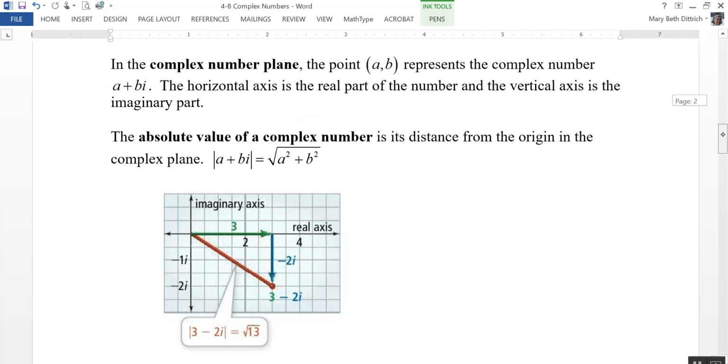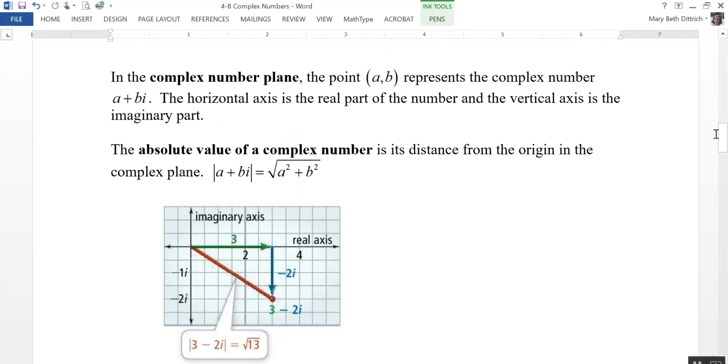In the complex number plane, the point (a, b) represents the complex number a plus bi. The horizontal axis is the real part of the number, and the vertical axis is the imaginary part. The absolute value of a complex number is its distance from the origin in the complex plane. So the absolute value of a plus bi is equal to the square root of a squared plus b squared, which you'll notice is basically the Pythagorean theorem, which makes sense.